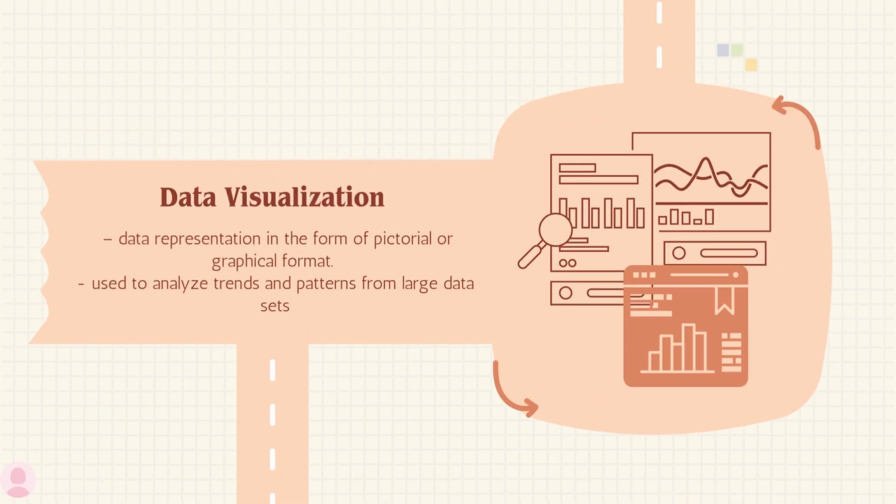Now, all those unified data need a way of being presented. So, we use data visualization. It is data representation in the form of pictorial or graphical format. It is used to analyze trends and patterns from large data sets. It helps in simplifying a wide array of information, and it allows decision makers to derive analytical results from information presented visually. By visualizing all the data presented, making it more condensed and easier to digest and understand, we can see whether there is a trend, a pattern, or something else related to the data's information.